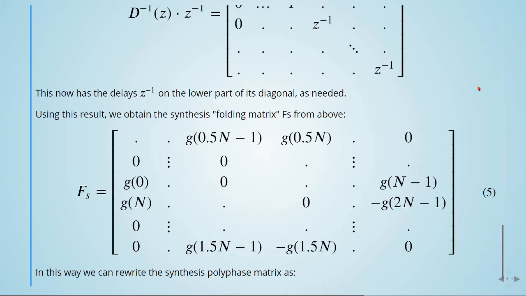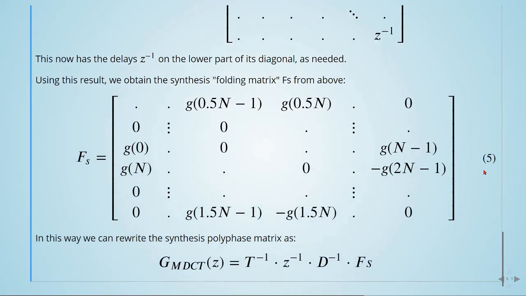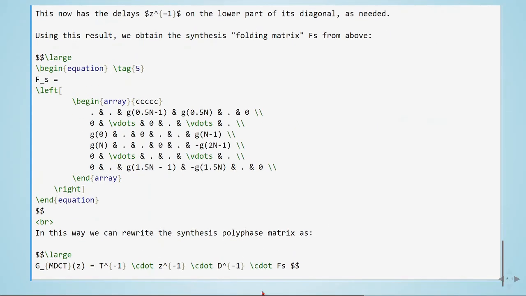Using this result, we obtain the synthesis folding matrix F_s, given here by this matrix. And in this way, we can rewrite the synthesis polyphase matrix as G_MDCT of z equals T to the power of minus 1 times z to the power of minus 1 times D to the power of minus 1 of z times F_s.